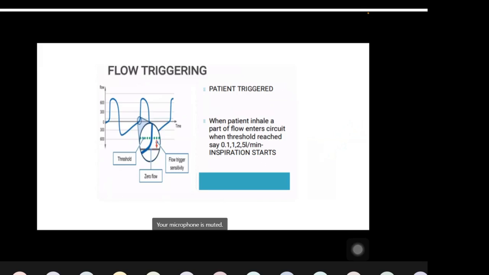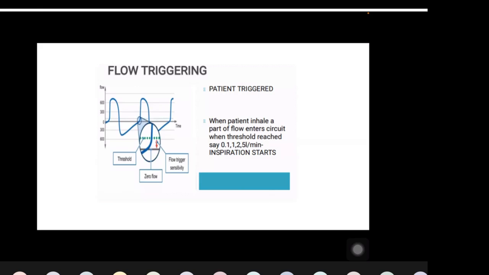Or it can also be flow triggering. Flow triggering means here we set a flow of approximately 0.5 to 2 liters per minute. There is some level of flow of gas occurring in the ventilator. When the patient inhales, the ventilator will sense the flow going towards the patient side and it will deliver the volume. So there are two important triggers from the patient side, that is pressure and flow triggering.